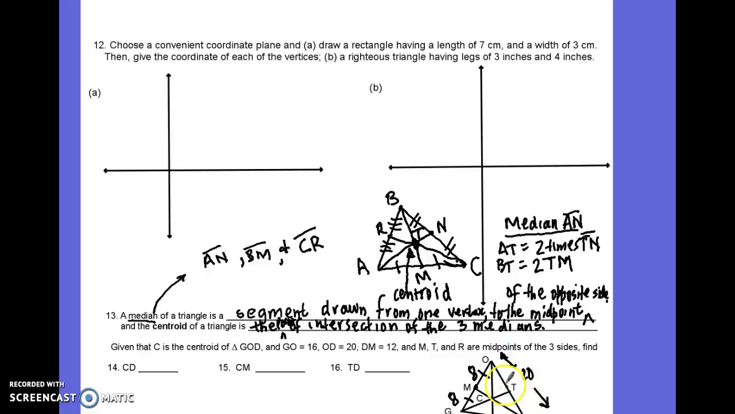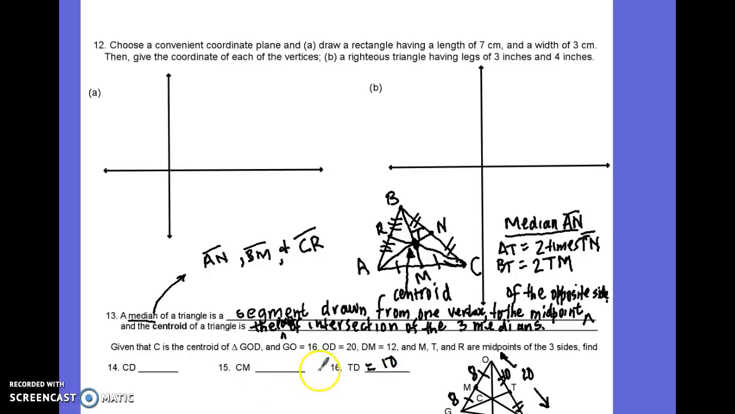So with that in mind, what would OT be? And I know you just know that OT is just going to be a half of the overall because again T is a midpoint, so that's going to be 10. That's OT. How about TD? I think we're asking for TD here. TD would be equal to 10.